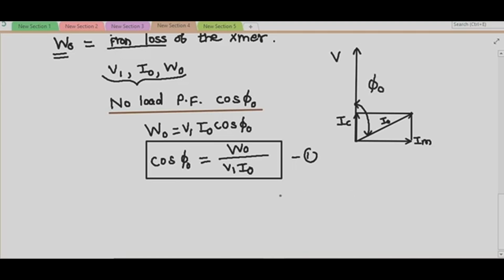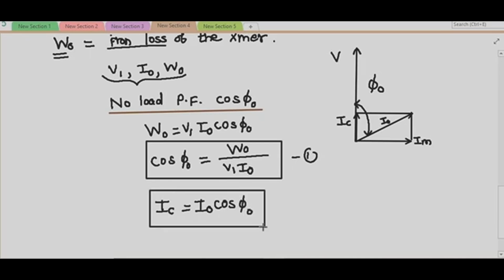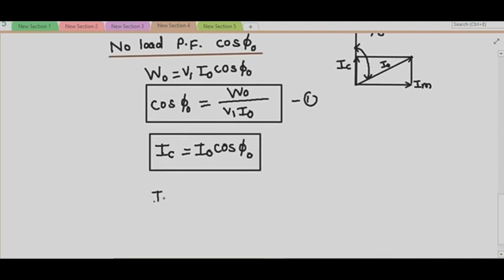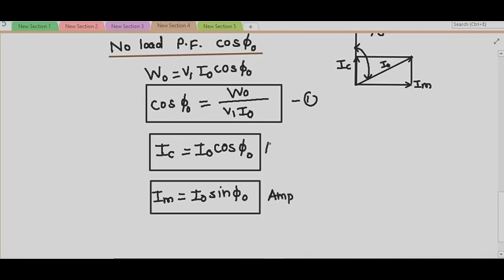So from this phasor diagram that we have learned previously, I can write down Ic is equal to I0 cos phi 0. Similarly, I can write down Im is equal to I0 sin phi 0. All these are in amperes. Please write down the units.